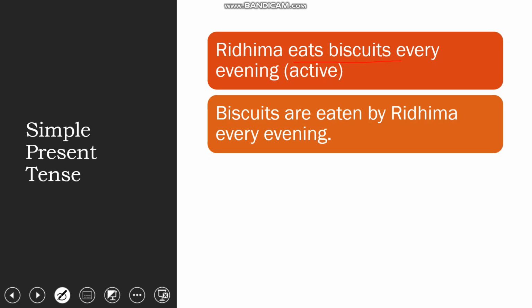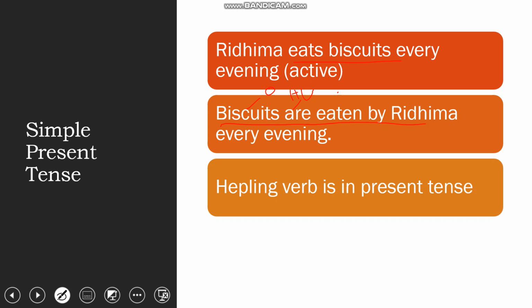Now, the same sentence, I'm writing it in a different way, that is in passive voice. That is, biscuits are eaten by Ridhima every evening. You get to know that biscuits is given more emphasis, then are eaten. You've used are eaten, right? By Ridhima every evening. The helping verb is in present tense. If you notice, the are is a present tense form, right?